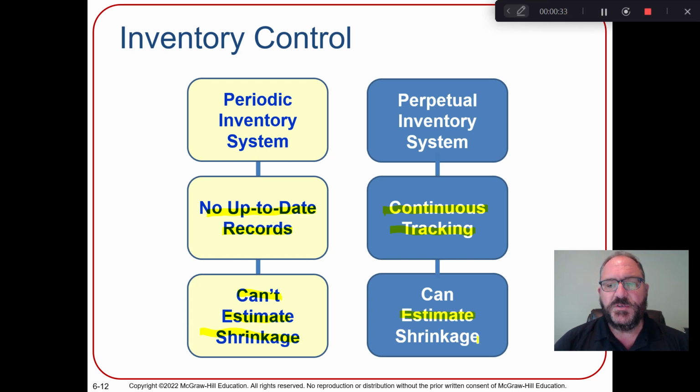By the way, shrinkage, I'll just write it up there. This is missing inventory. That could be somebody stole it, that could be it was damaged, all these different things, okay?